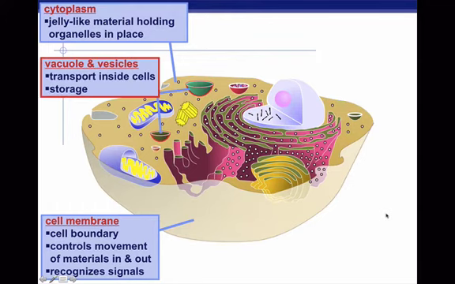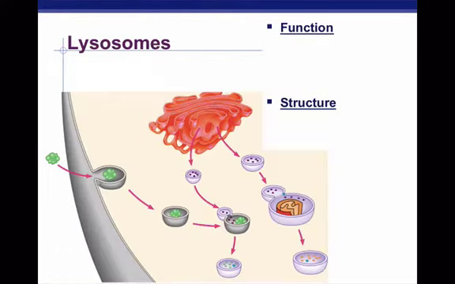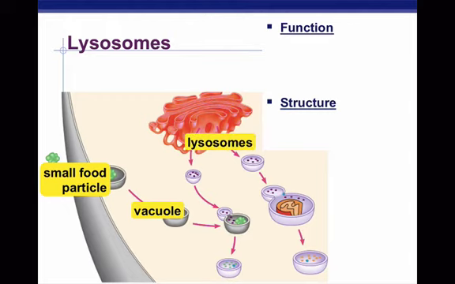So we've now highlighted our vacuoles and vesicles. And so let's talk about lysosomes. So we see this diagram again that we saw with the vacuoles and the vesicles. And so we have a small food particle that the cell is engulfing because it needs to feed. And it forms it into a vacuole, which was just made out of that cell membrane. And then over here, we see a lysosome.